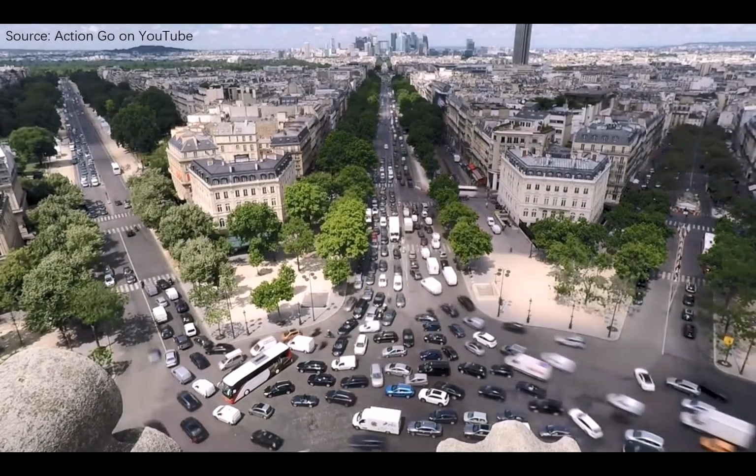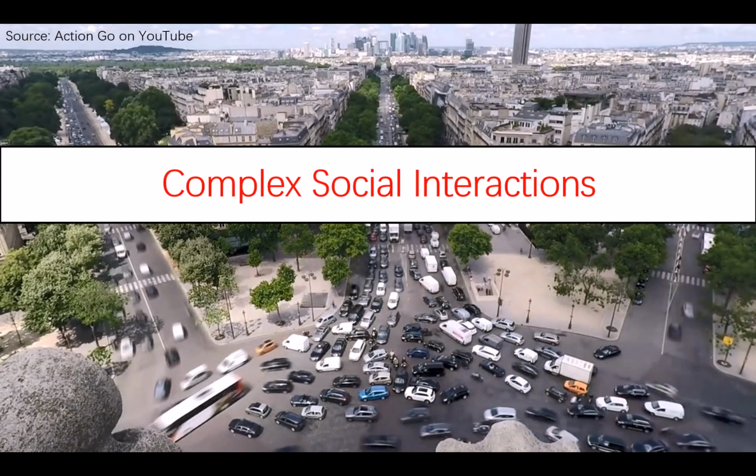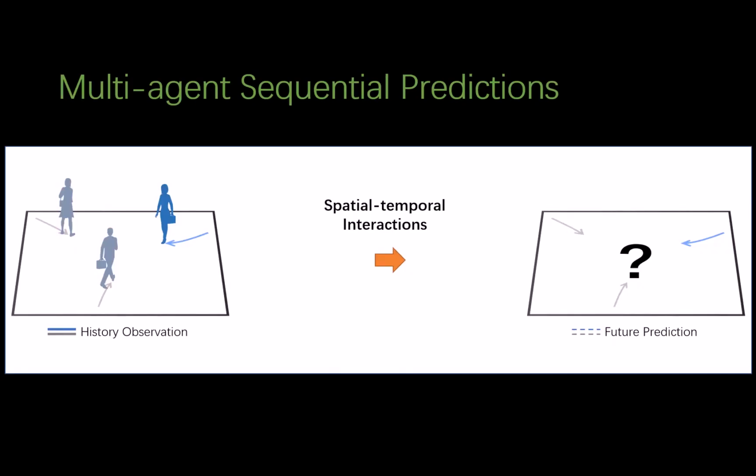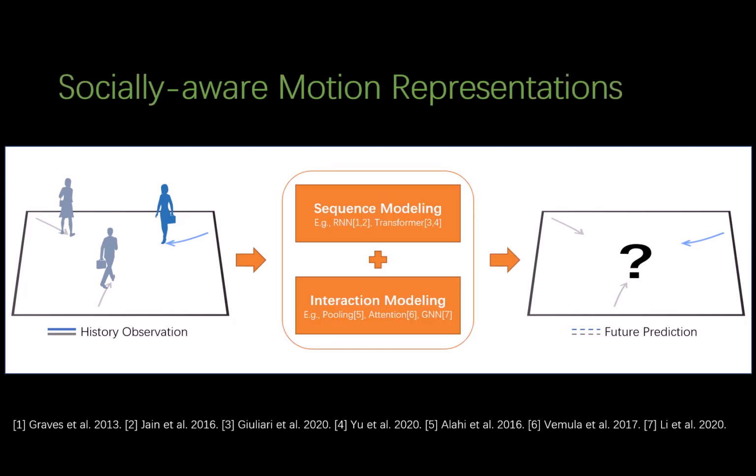The main difficulty arises from the complex spatial-temporal interactions among multiple agents. Oftentimes, these interactions are very hard to describe by handcrafted mathematical models. In the past few years, researchers have proposed a variety of neural network models to learn socially aware motion representations from data. Examples include RNN or transformers for sequence modeling, and pooling or attention mechanisms for spatial interactions.